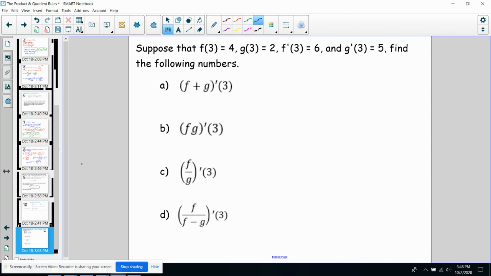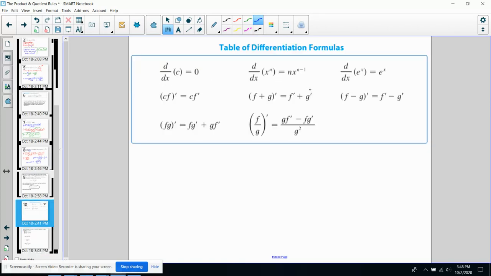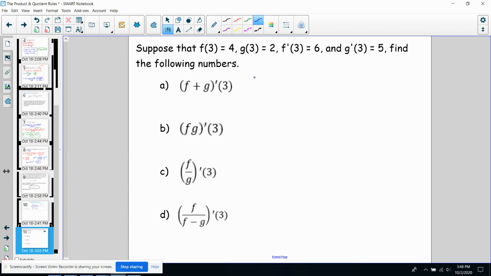So if we go back to our differentiation rules, when we have addition, we can take the derivative of each piece and add them together. So what I really would be doing here would be f prime of 3 plus g prime of 3. So f prime of 3 they said was 6 plus g prime of 3, which is 5. So we end up with 11.